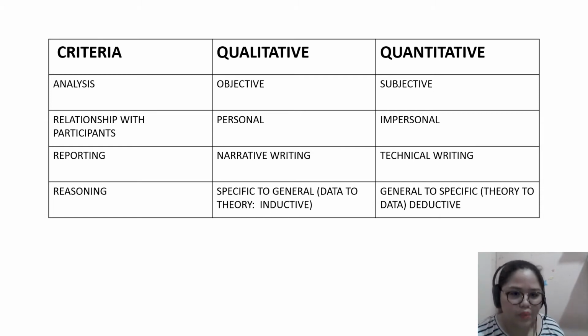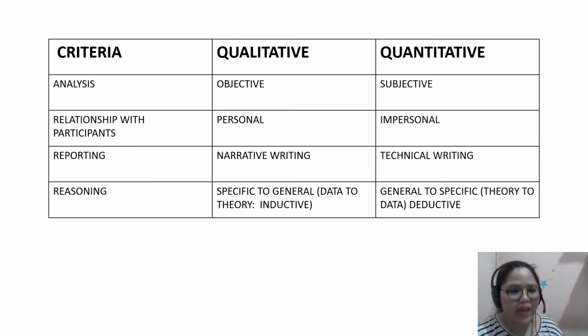What about relationship with participants? When we say qualitative, it is personal because you're going to immerse yourself and have an in-depth understanding of a specific group of people. For example, if you would like to do an ethnographic study, you need to immerse yourself in that area and come up with a personal perspective on what you have experienced. But quantitative is impersonal. You're just giving out and retrieving questionnaires, and then translating them.